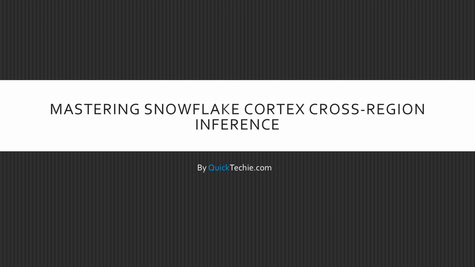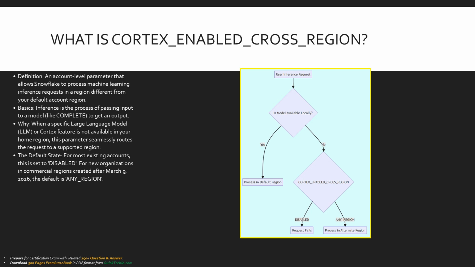Today, we are exploring a powerful capability within the Snowflake AI data cloud, the Cortex-enabled cross-region parameter. Let's get started on optimizing your AI workloads for availability and capacity. Let's begin by defining exactly what we mean by cross-region inference.